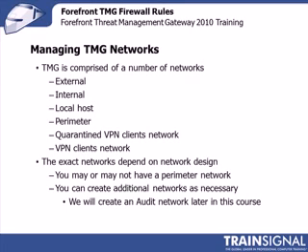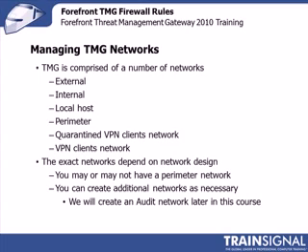But to start with, Threat Management Gateway is comprised of a number of networks. The external network, which is usually the internet; the internal network, which is generally your internal LAN; the local host, which is the Threat Management Gateway server itself; a perimeter network, which is also called a DMZ or demilitarized zone, which is common in firewall parlance. And then we have two VPN-based networks, Quarantined VPN Clients Network and VPN Clients Network. We'll discuss these two networks later in this course when we discuss virtual private networks.